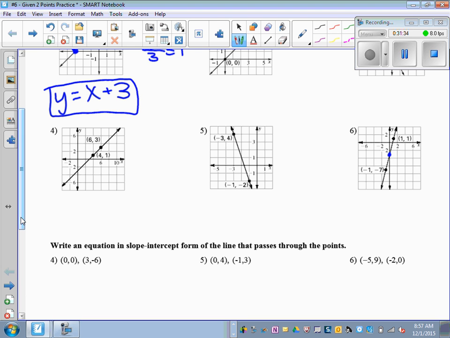Right? So we have the point 1, 1 and the point negative 1, negative 7. So slope is my y's subtracted, so 1 minus a negative 7, divided by my x's subtracted, 1 minus the negative 1. Plus a positive turns into 8. Plus a positive turns into 2. 8 divided by 2 is 4. So I have my slope is 4. I'm going to write this up here off to the side.